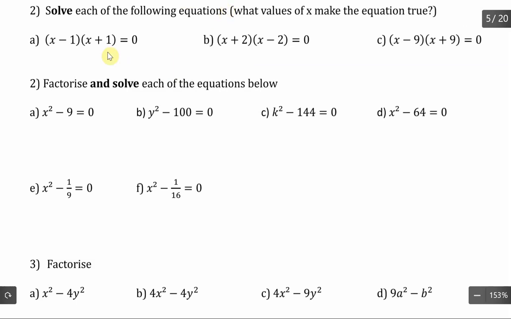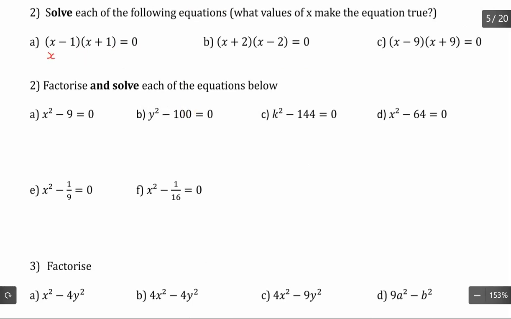Question 2 is solving quadratics again. We don't even really have to consider that this is about the difference of two squares, but these are similar to the ones we've done above. So we've done lots of solving quadratics so far. We know that for this bracket to be 0, x must have been 1. And for this one to have been 0, x must have been negative 1.